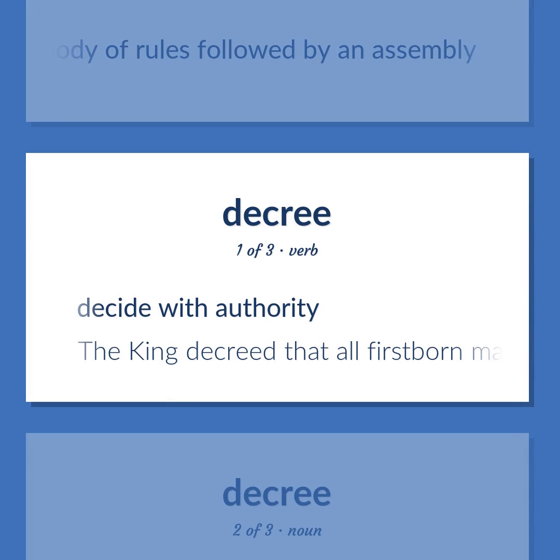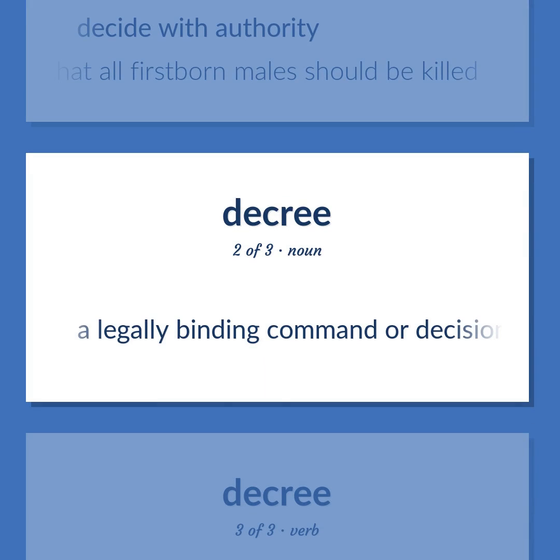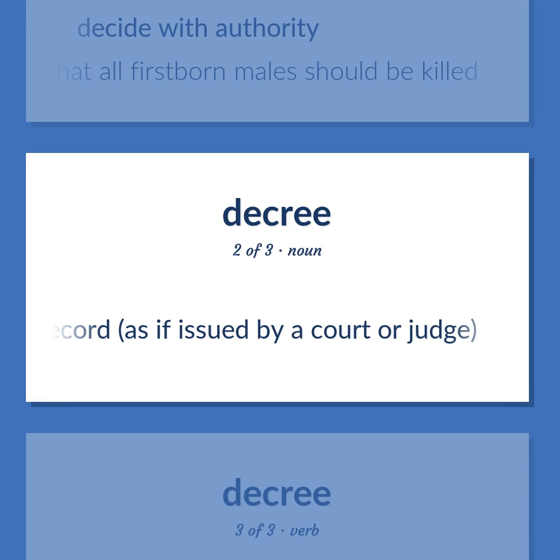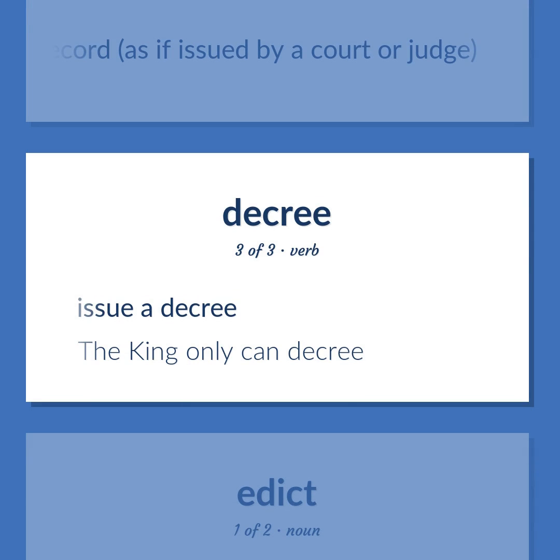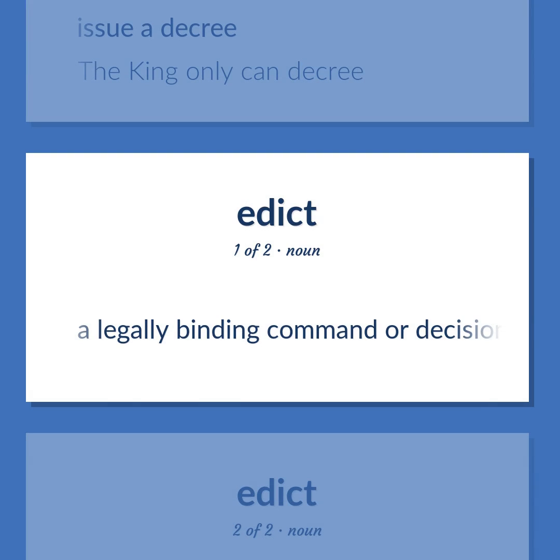Decide with authority. The king decreed that all firstborn males should be killed. A legally binding command or decision entered on the court record, as if issued by a court or judge. Issue a decree. The king only can decree.